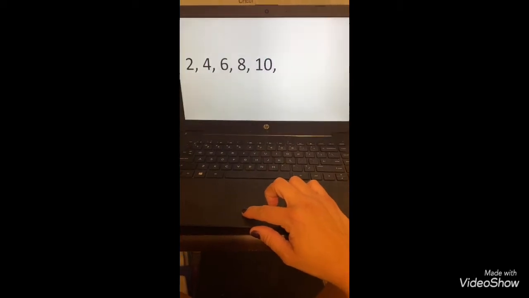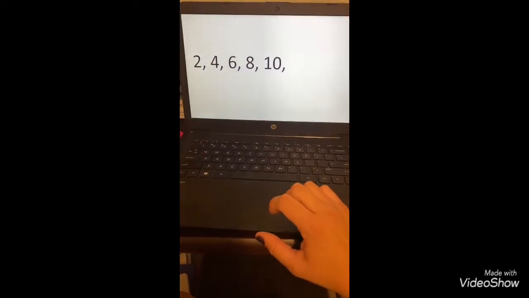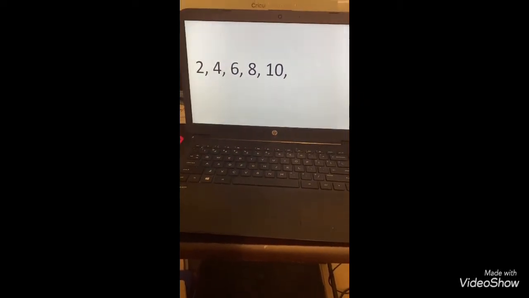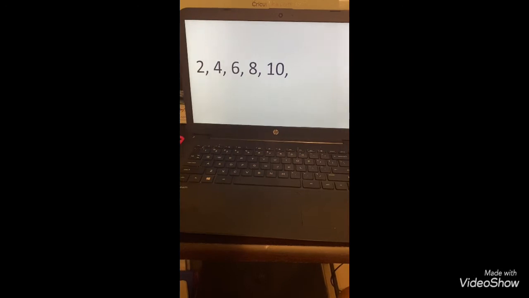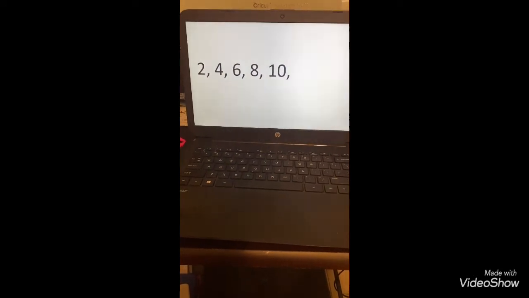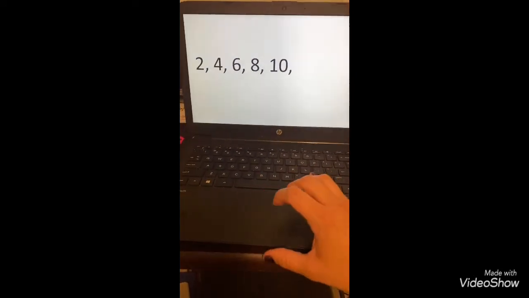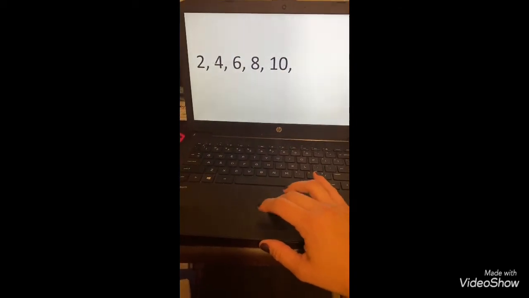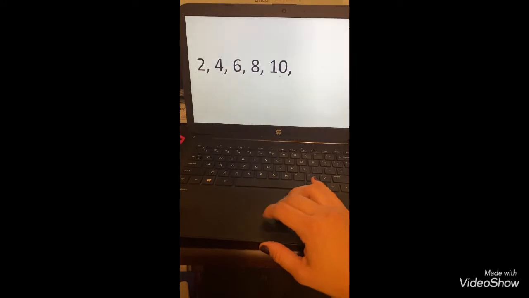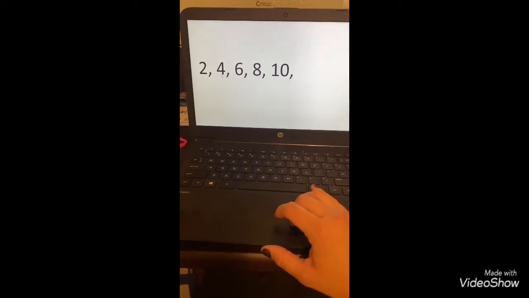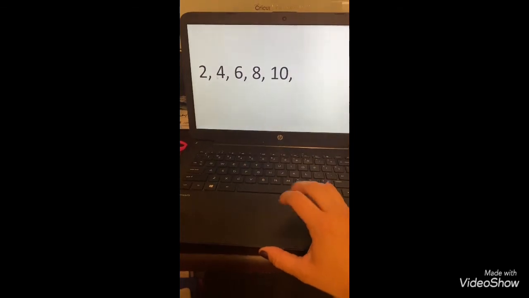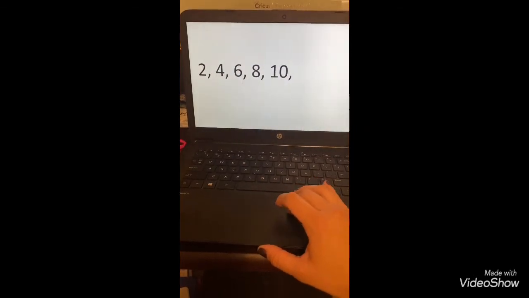Let's look at another pattern. We have 2, 4, 6, 8, 10. Okay. This looks like we're increasing in this one as well. We're increasing, we're going up. The numbers are going up, right? But there's something else. We're not just counting. What's happening here? 2, 4, 6.